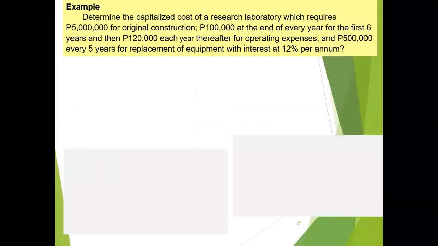Our next example: determine the capitalized cost of a research laboratory which requires 5 million for original construction, 100,000 at the end of every year for the first 6 years, and then 120,000 each year thereafter for operating expenses, and 500,000 every 5 years for replacement of equipment with an interest of 12% per annum. So in this problem, it falls under case 3. You have operating expenses plus a replacement.